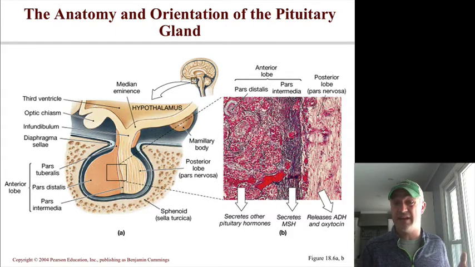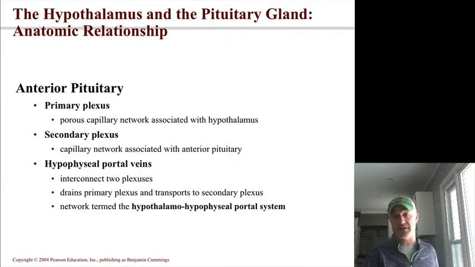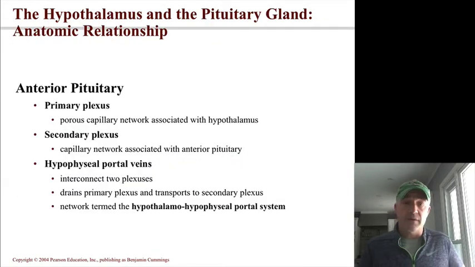The anterior pituitary is actually in real life a little bit larger than the posterior pituitary. And what we're going to see is we have this capillary network that is called a hypophyseal portal system. Portal system, again, is 2 interconnected capillary beds, either in the venous or arterial kind of network there.